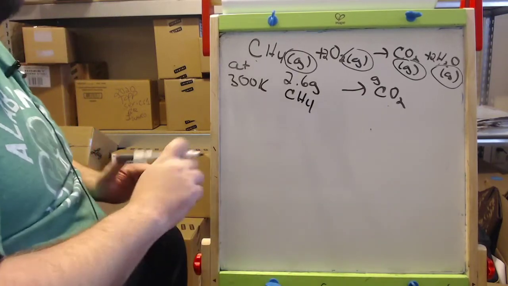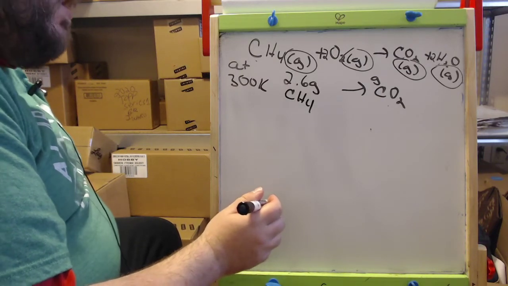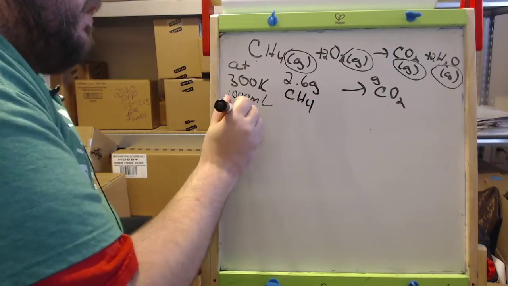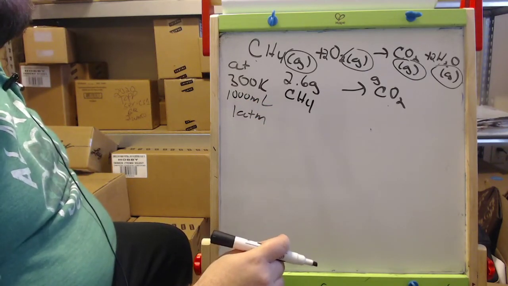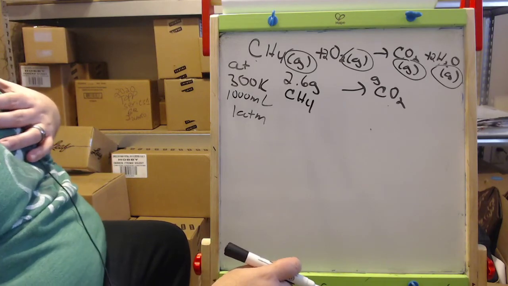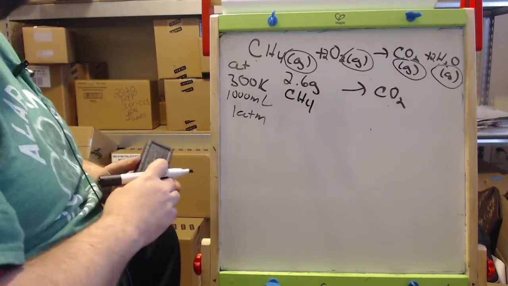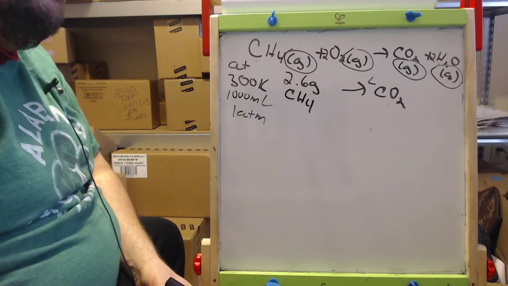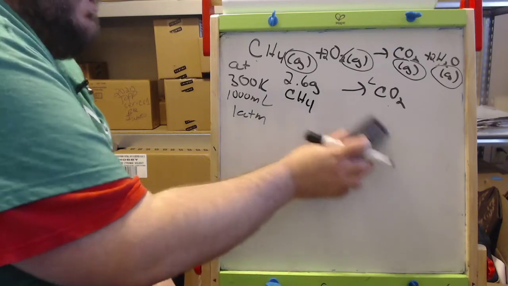What I would need to know is, not only are we at 300 Kelvin, but we might be in a 1,000 milliliter container at 1 atm of pressure. And if I want to figure things out, like how much CO2, I wouldn't ask how many grams of CO2. I would ask how many liters of CO2 am I getting out? Well, how am I supposed to do that?